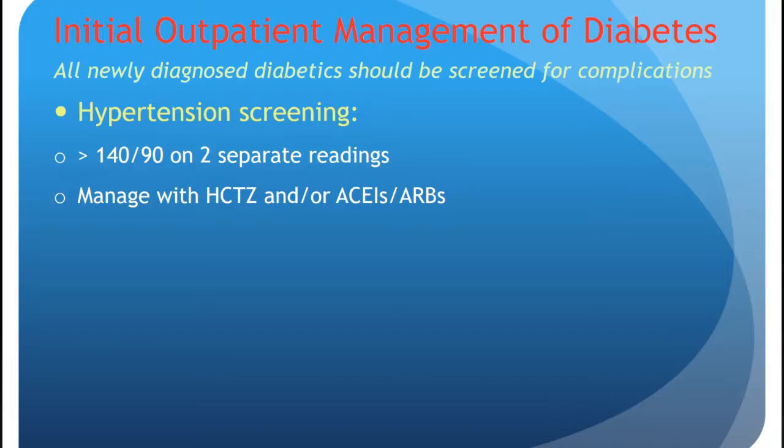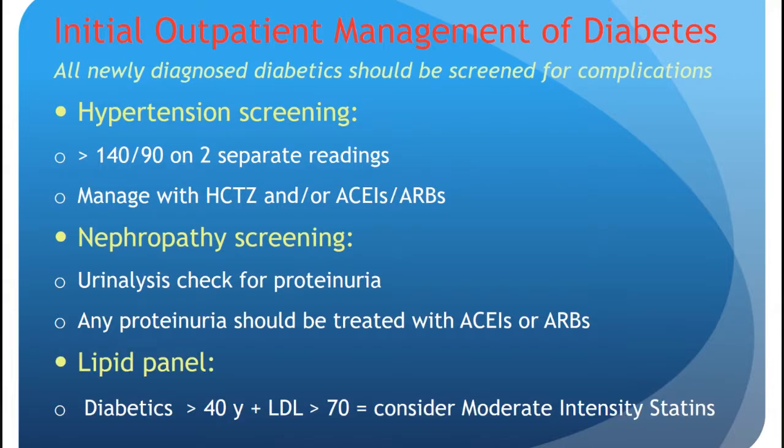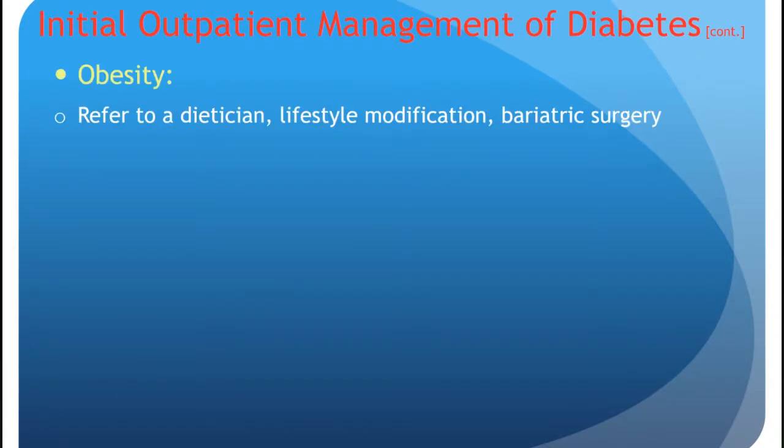Also, screen for kidney nephropathy. And what's the earliest sign that the kidney is affected by the diabetic condition? It is microalbuminuria, traces of albumin in urine. Also, you have to check your LDL. If the LDL in a diabetic patient is more than 70, this necessitates what? Statins. Obesity. You cannot control diabetes without controlling weight.